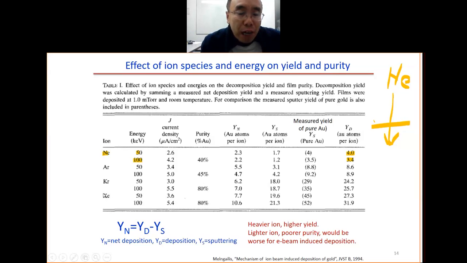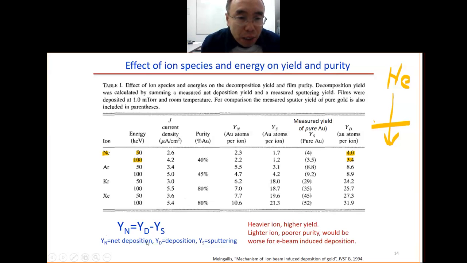But with the heavier, bigger ion, the energy is mainly at the surface. So 100 keV gives a little higher deposition yield than 50 keV, because the interaction is more localized to the surface. But for neon, it goes a little deeper. So lighter ions give poorer purity. Neon deposits are 40% gold, while xenon has 80% gold in the deposited film.